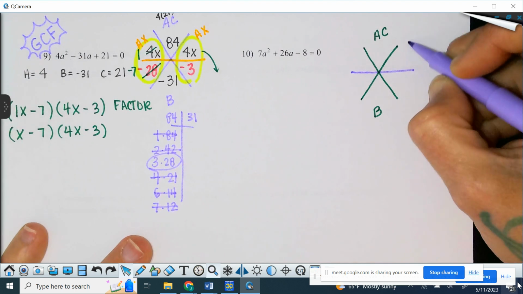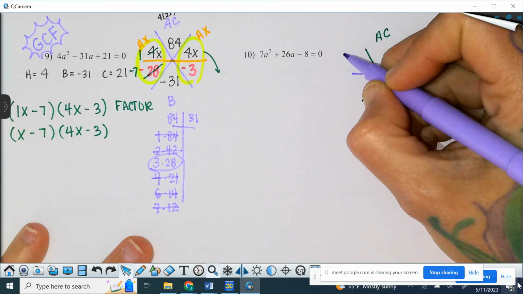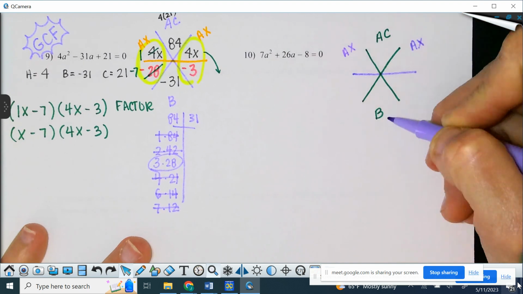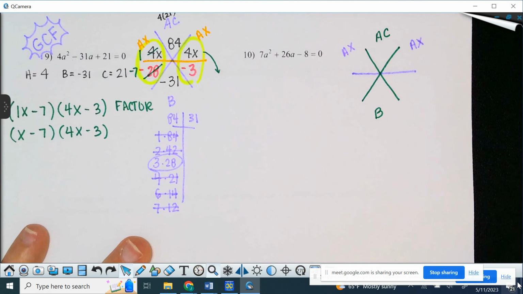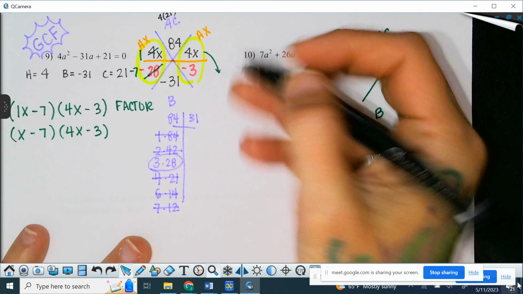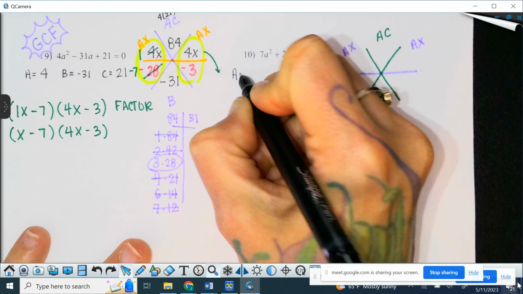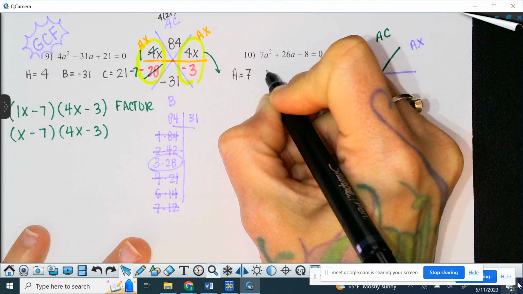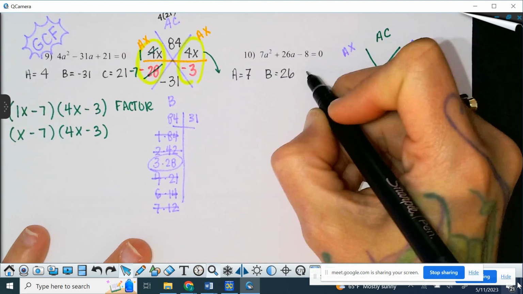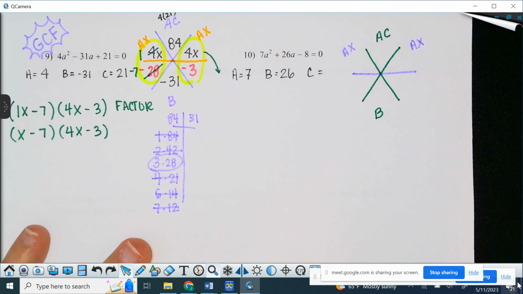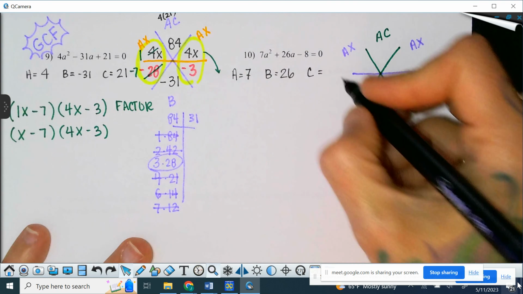So we did our regular star like we've been using. So AC at the top, B in the bottom, A x in the corners. What is A in number 10? A is 7. Perfect. What is B? 26. Lovely. And then what is C? -8. Excellent.